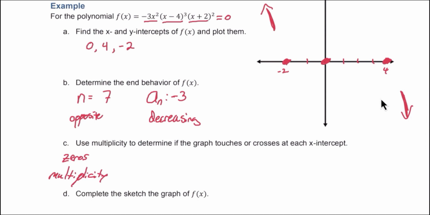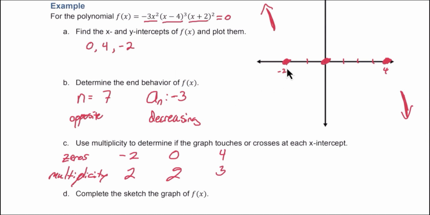The first 0, as we read from left to right, is -2. -2 is generated by this factor. Notice that that factor has a power of 2. That means its multiplicity is 2. The next 0 we have is 0, generated by the first factor, which has a multiplicity of 2. 4, which is generated by this factor, which has a multiplicity of 3.